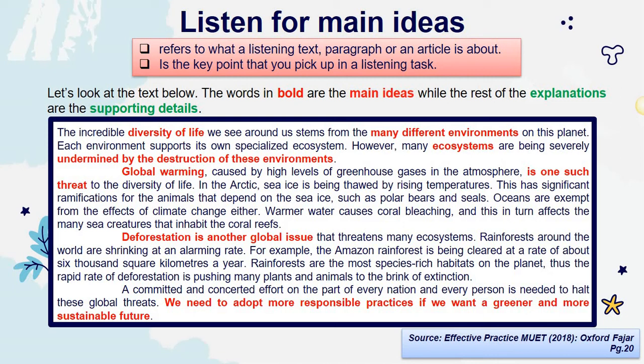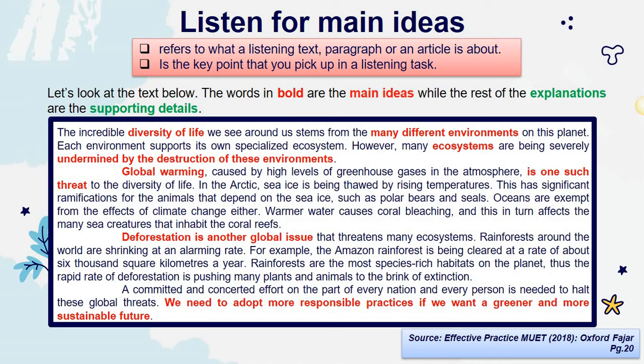Did you enjoy watching the video? Now let's look at listening for main ideas again. It refers to what a listening text, paragraph, or an article is about. The main idea is the key point that you pick up in a listening task. You listen to identify the overall idea or ideas expressed in the recording. The main idea is the general idea or the gist of a message, news report, dialogue, or speech.